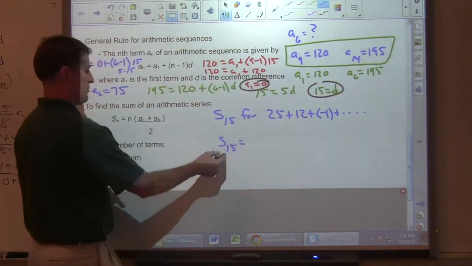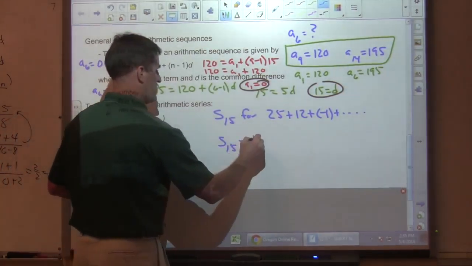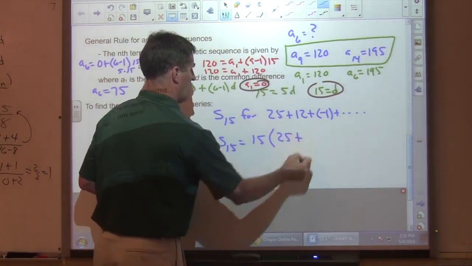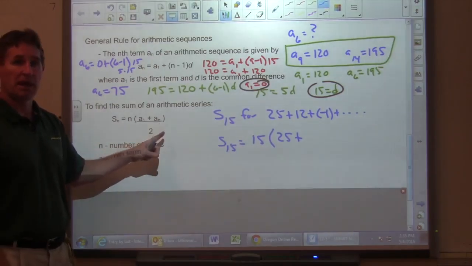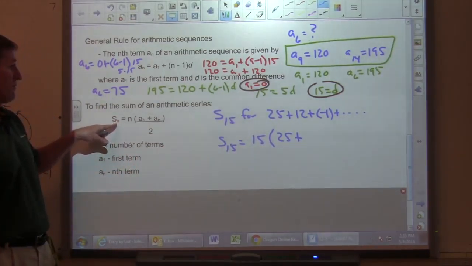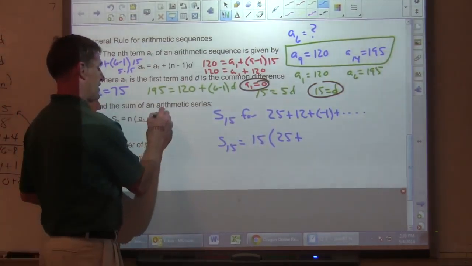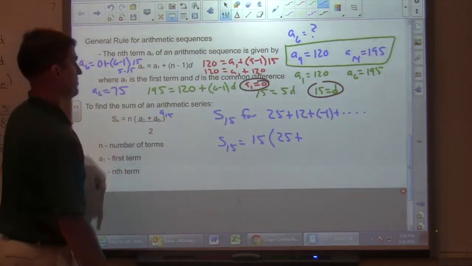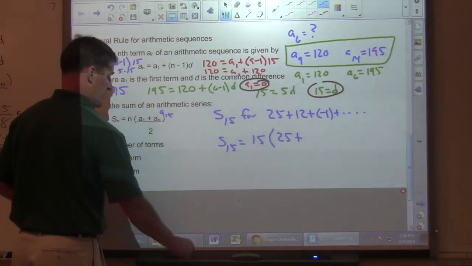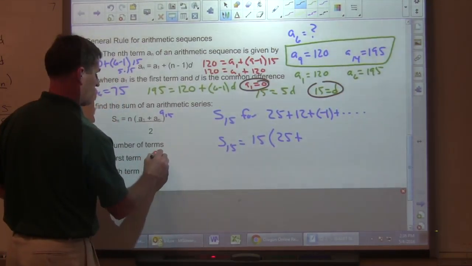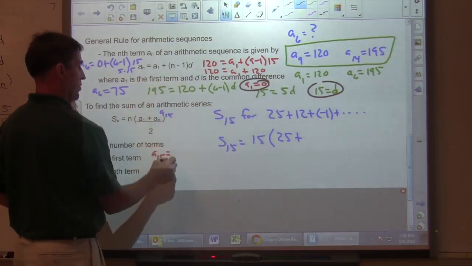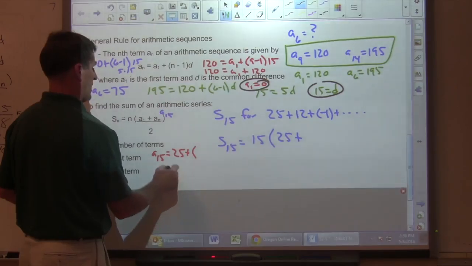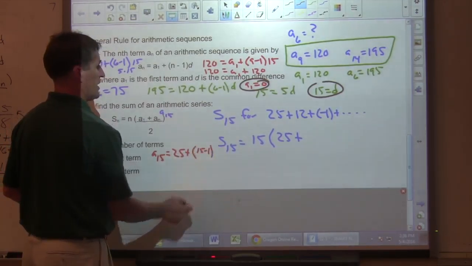N, which we know is, remember n is S sub n, so that's 15. A sub 1 we know, 25, but now it asks for A sub n. Well, remember, we're going out 15 terms, so we have to find, in this case, A sub 15. So again, we go to our formula. So let's do that right here. A sub 15 equals A sub 1, which is 25, plus n minus 1, so 15 minus 1, times d.